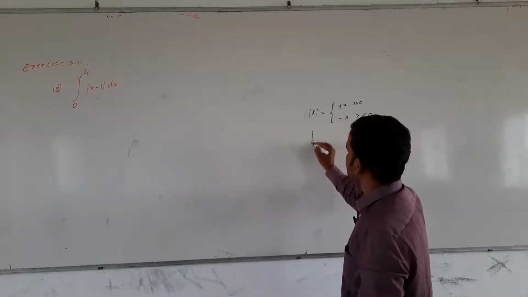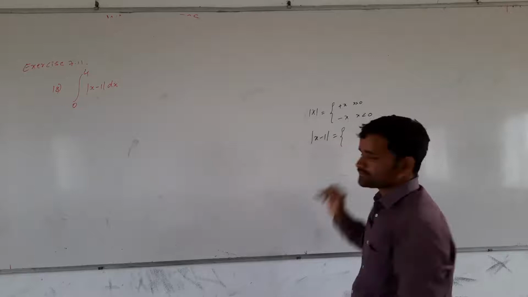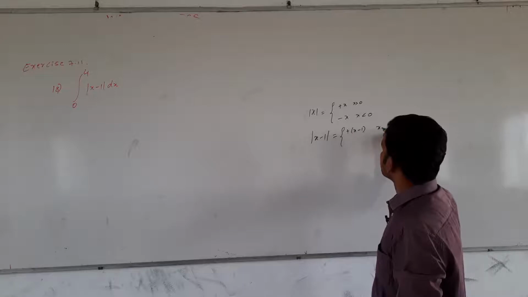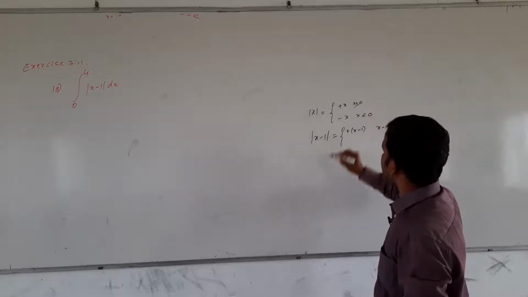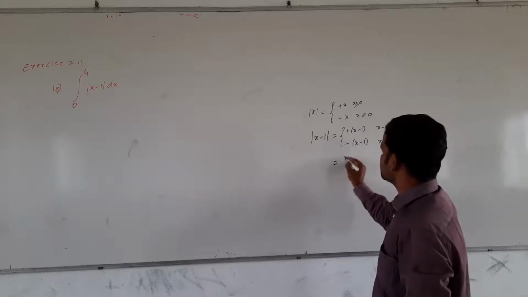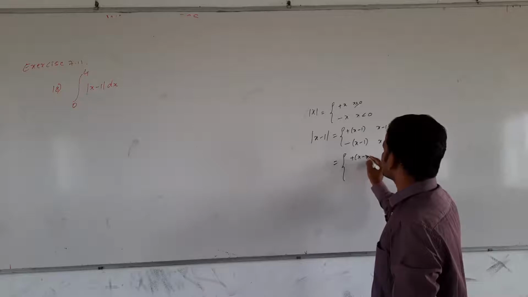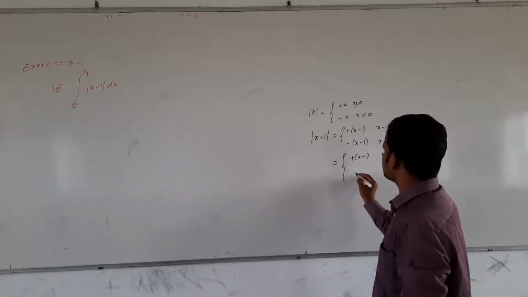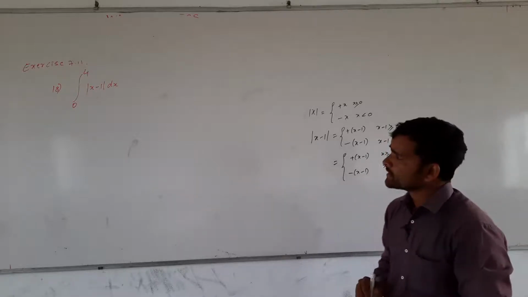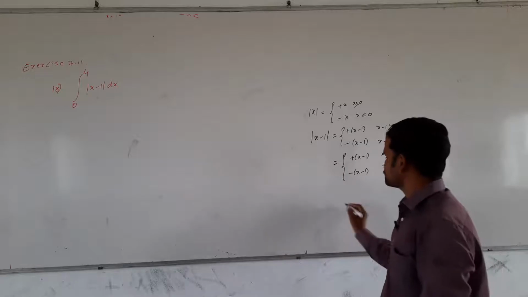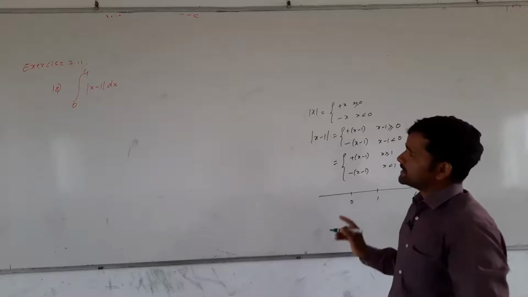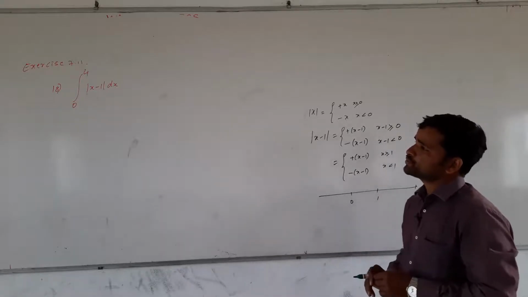In the same way, here I have modulus of x minus 1 is equal to plus of x minus 1 when x minus 1 is greater than or equal to 0, and it is minus of x minus 1 when x minus 1 is less than 0. Here I can write plus of x minus 1 when x is greater than or equal to 1, and minus of x minus 1 when x is less than 1. Here you see we are integrating from 0 to 4. While integrating from 0 to 4, we can't take it as a single function. We should split it into 2.